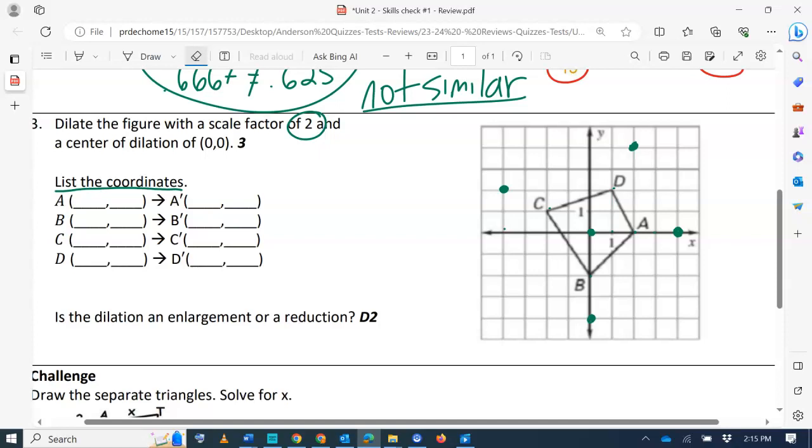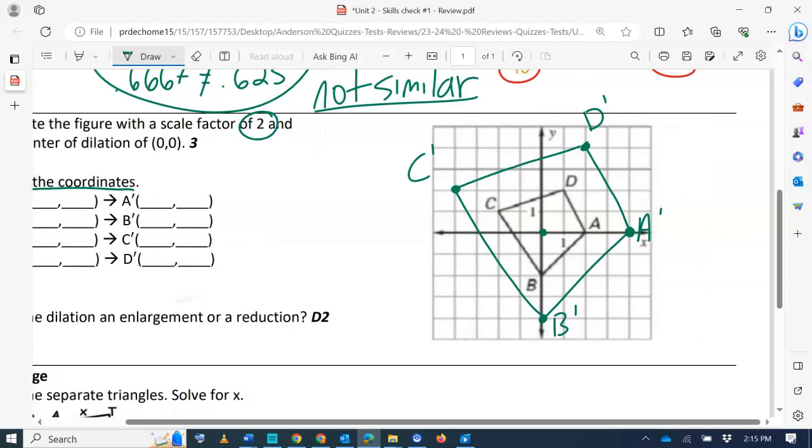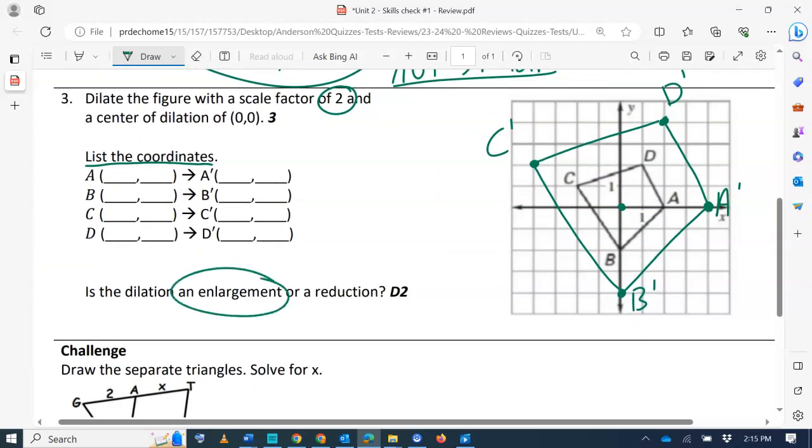Erase some of my work in here to clean it up a little bit. And now we're going to connect our shapes, or our dots, to create our shape. Okay, and then you should label these A prime, B prime, C prime, and D prime. We already mentioned that this was an enlargement, so you can just circle that. And then we need to list the coordinates.